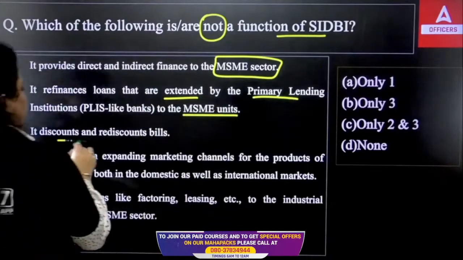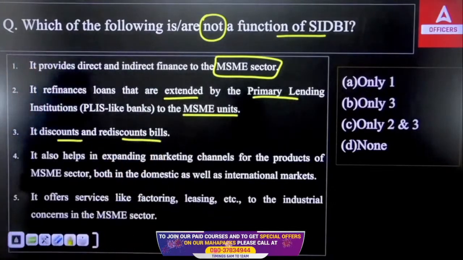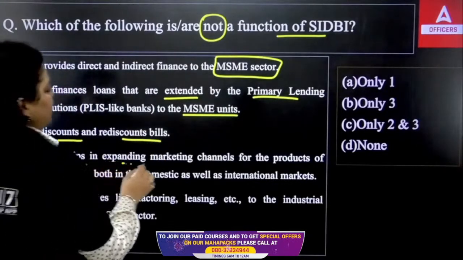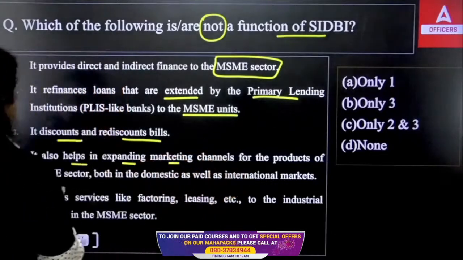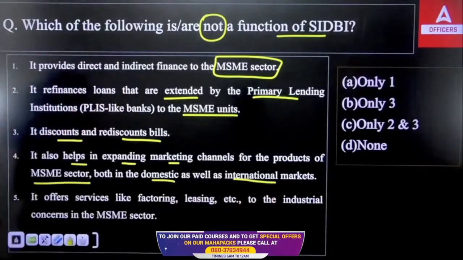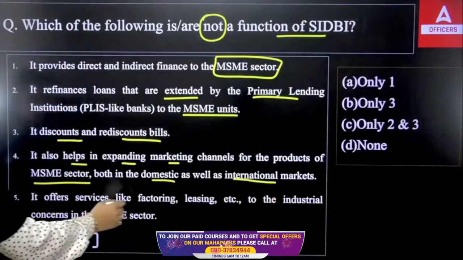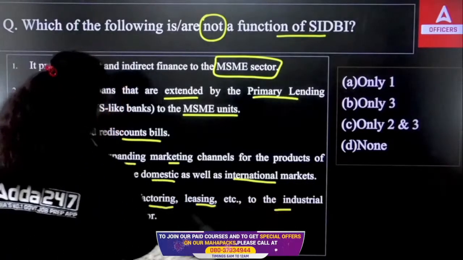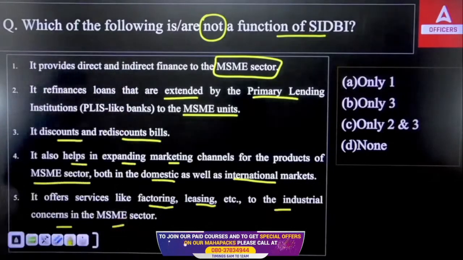Third, it discounts and rediscounts bills. Fourth, it also helps in expanding marketing channels for the products of the MSME sector, both in the domestic as well as the international market. Fifth, it offers services like factoring, leasing, etc. to the industrial concerns in the MSME sector.